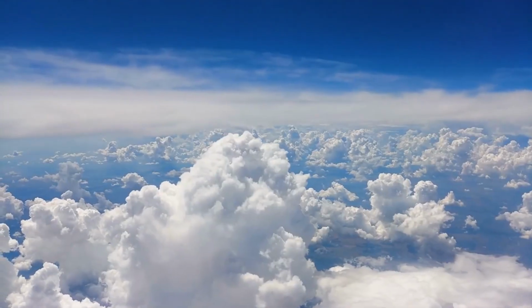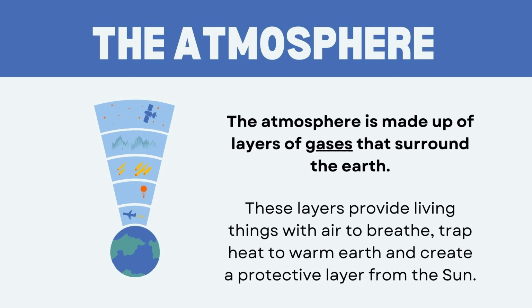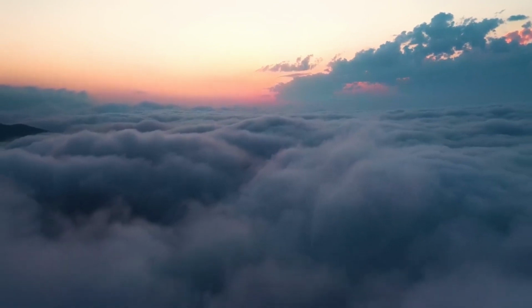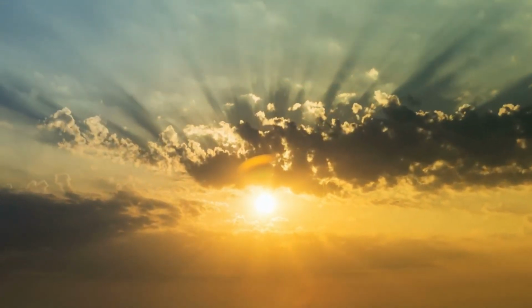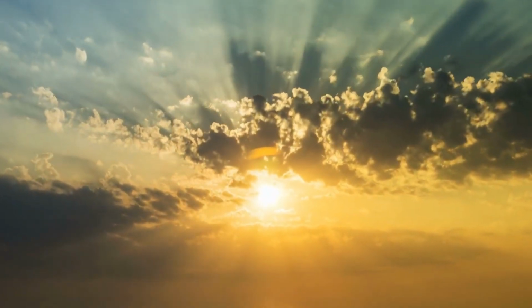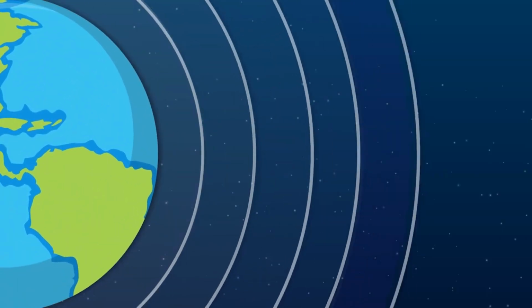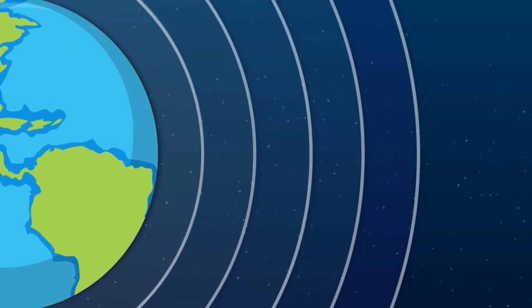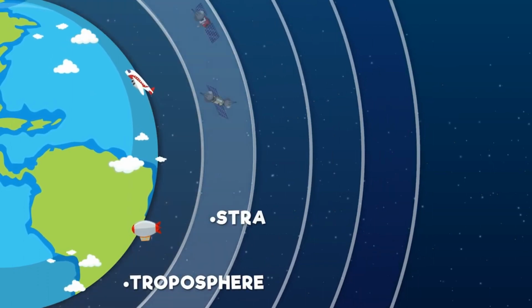Now, let's proceed with the atmosphere. Imagine the atmosphere as this massive blanket of gases that wraps around our planet, Earth. It's like a protective shield, shielding us from harmful solar radiation and space debris. But it's not just there for protection. It's an essential part of what makes Earth habitable. Picture layers upon layers of gases, each with its own role to play.